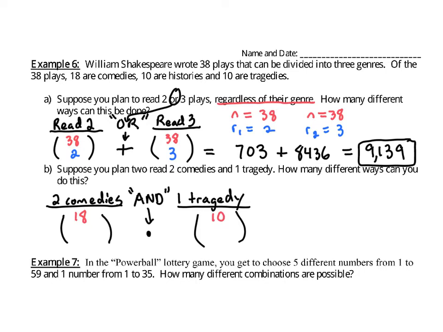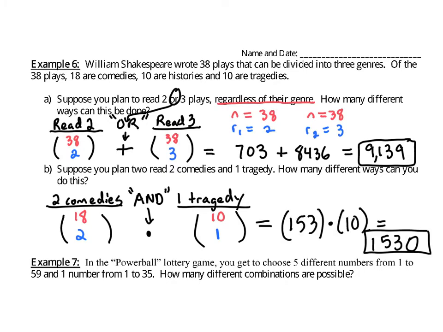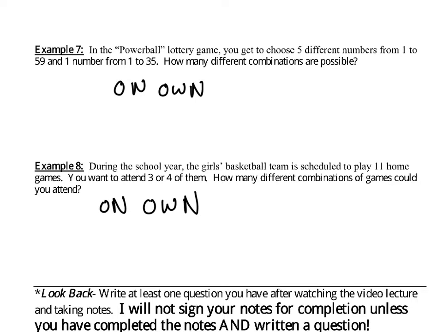So our R values are exactly how many we would like to choose. So we want 2 comedies and we want 1 tragedy. And remember, this is an AND situation, so we will be multiplying our answers together. So when multiplying those values together, we end up with 1,530 different possibilities to complete this task.